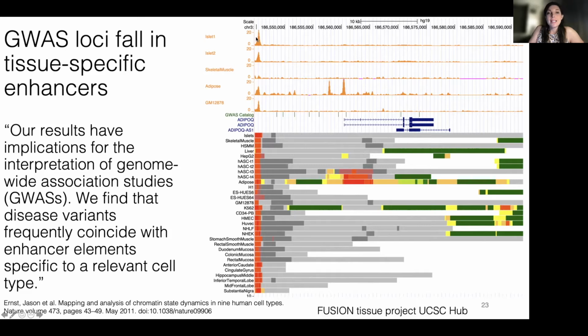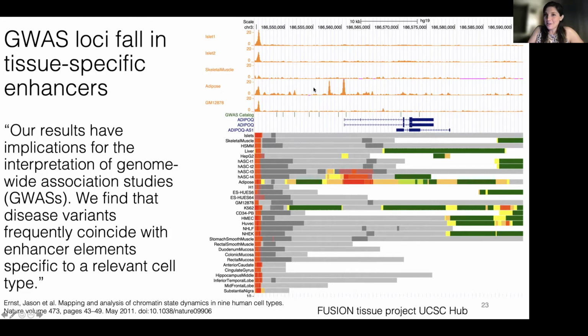I have ATAC-seq peaks up here in certain tissue types: islets from the pancreas, skeletal muscle, adipose, and then a cell line, GM12878. You can see in adipose there's a peak in the ATAC-seq that is not in the other tissues, and the peak is indicative of open chromatin. And look, the gene is ADIPOQ, which is the gene that I introduced earlier in the lecture. It makes adiponectin, which is related to adipose.